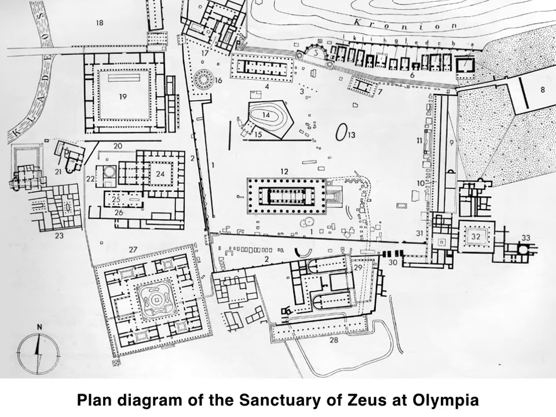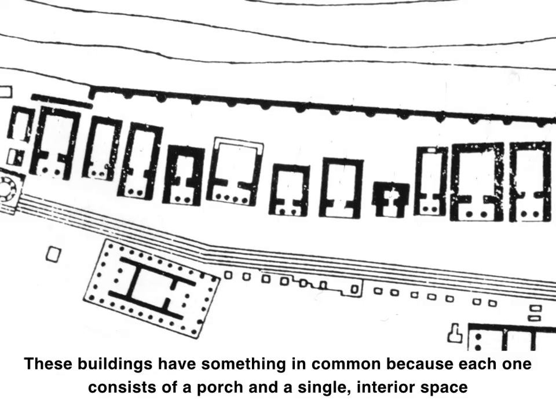This is a reconstructed plan diagram of the sanctuary of Zeus at Olympia. Toward the top, you can see 13 freestanding single-room buildings arranged in a broken line. These buildings have something in common with the prehistoric house, because each one consists of a porch and a single interior space. However, they are also different from the prehistoric house because they do not have a forecourt.